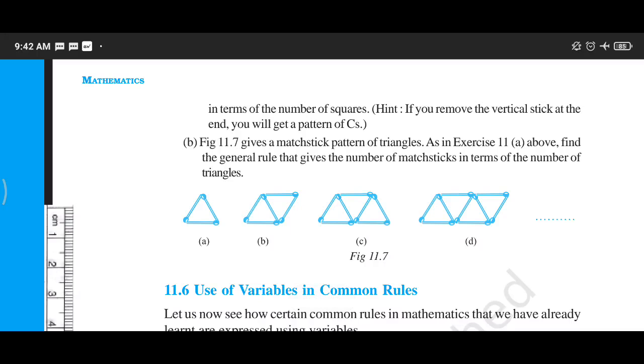Now it's 11th B part. In figure 11.7, a matchstick pattern of triangles is given. Find the general rule that gives the number of matchsticks in terms of the number of triangles. Now here you can see in the first figure, 1 triangle, 3 matchsticks are used. In B, 2 triangles, 5 matchsticks are used. In C, 3 triangles, 8 matchsticks are used. And in D you can see 4 triangles and only 11 matchsticks are used. Now we are required to write an algebraic rule for this.